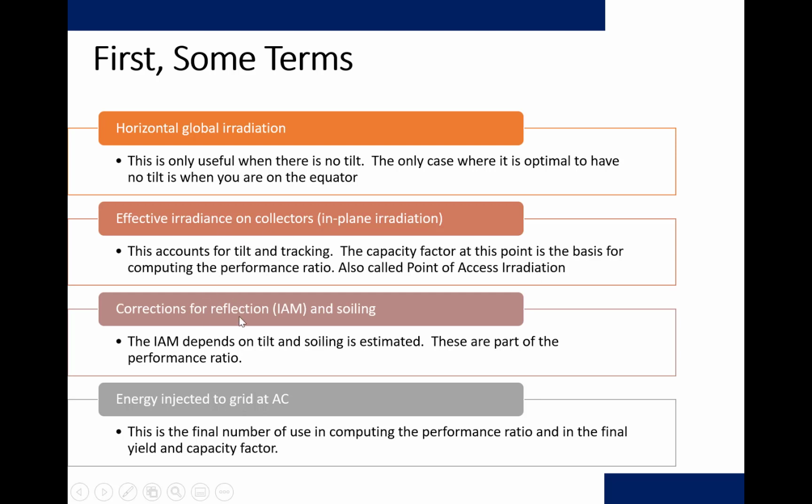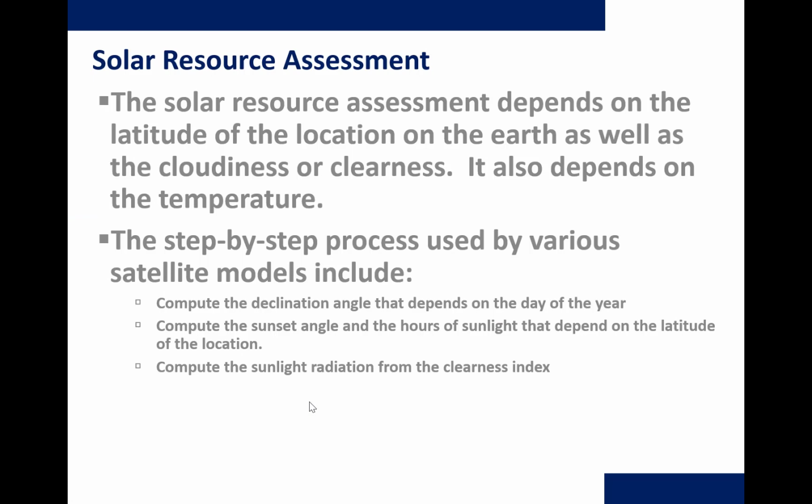And then there's some corrections for reflection and soiling, which can be part of this. And finally, the energy injected to the grid is what's after the performance ratio. Okay, and then I have some general stuff.